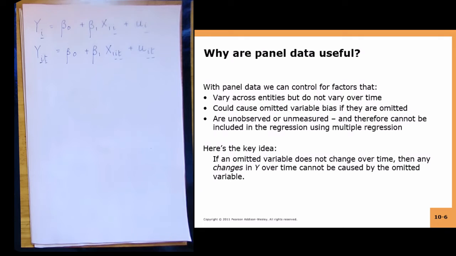These variables may be unobserved or unmeasured. Okay, so the idea is that if the omitted variable does not change over time, then any changes in y over time cannot be caused by the omitted variable. So basically what we are saying is, you take stuff that doesn't change. Basically you are looking at what effect a change over time of, say, class sizes has over change in performance. And there is other stuff that remains constant over time, and you just control for those variables, and you just look at only things that change over time.